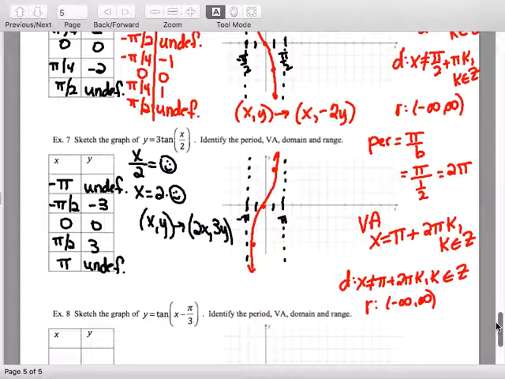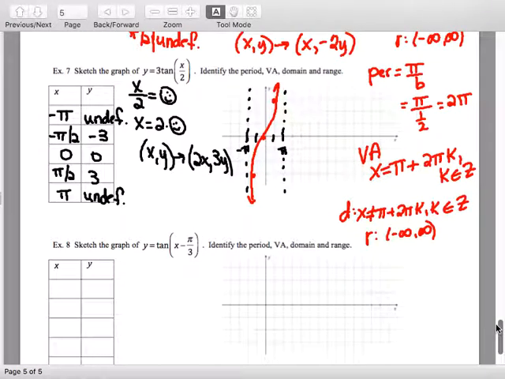All right, I'm going to pause again, and I want you to do as much of example 8 as you can on your own. Let's see if you can stand on your own 2 feet now. See if I've done my job.